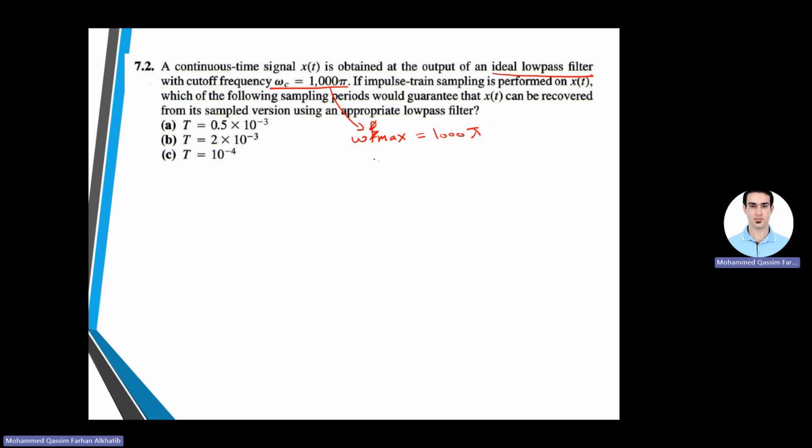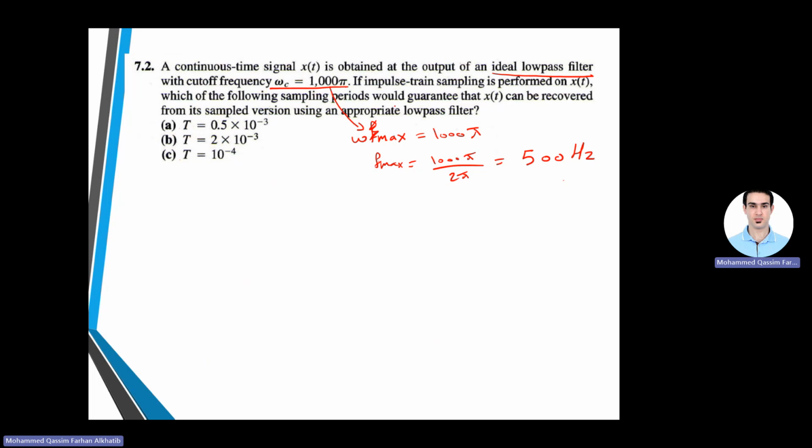Then F max equals 1000 pi over 2 pi. How much? 500 hertz. So my maximum signal frequency is 500 hertz. All right, so there are 3 scenarios. I'm doing sampling. Will I get a good reconstruction? Again, the condition for good reconstruction is to sample at twice the maximum frequency. So for each one of them, let's find the frequency and compare it with this one.